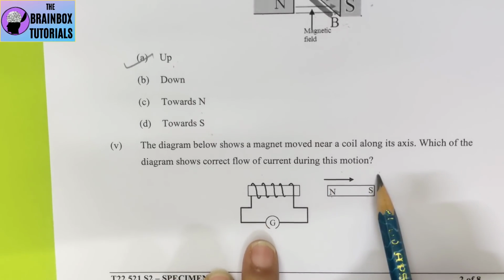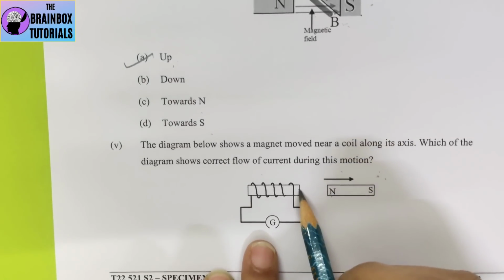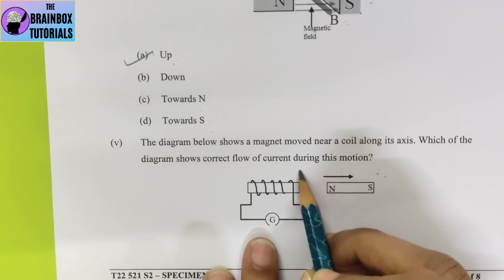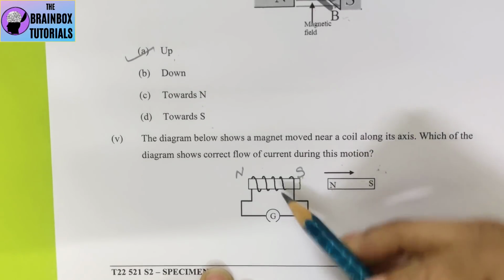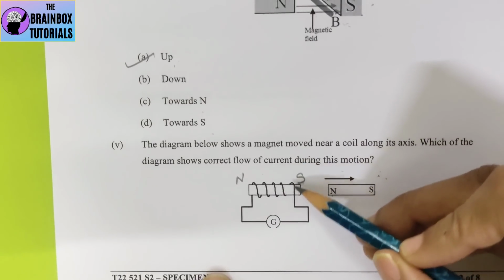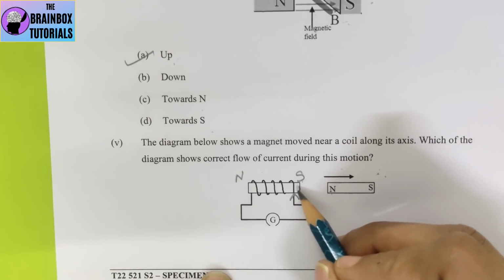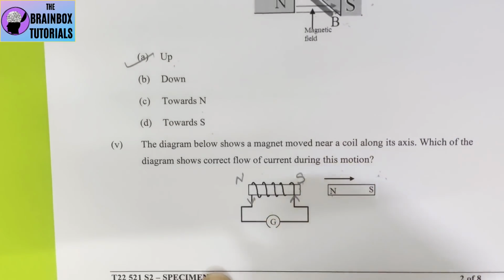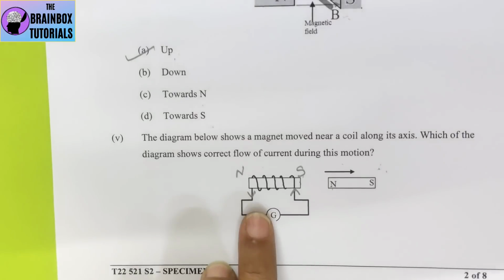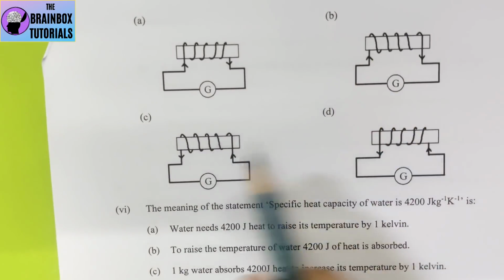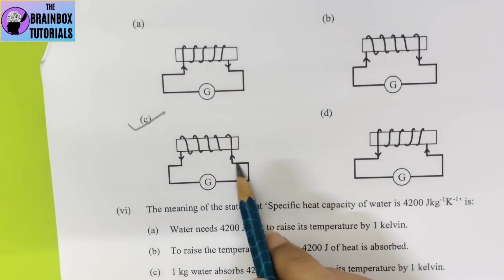from this coil. If it is moving away from the coil, that means this part of the coil will have south pole, this will have north pole. If this is south pole, that means current will move in clockwise direction. Clockwise direction means from here till here, like this. Okay, let's see which of the diagram has these type of arrows. So we can see among these four options, number C is the one which we have also drawn.